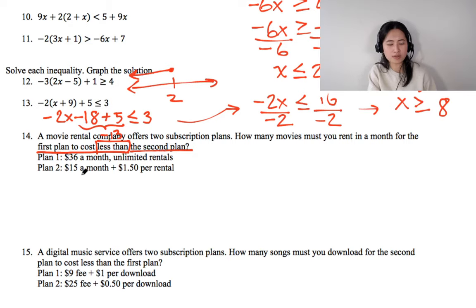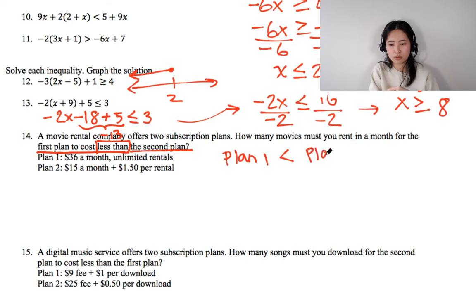And then plan 2 is $15 a month plus $1.50 per rental. Because you want the first plan to cost less than the second plan, we can just say plan 1 is less than, and not equal to, so make sure you have that, plan 2. So you're going to formulate your inequality for plan 1 and plan 2. Plan 1 is basically $36 a month.